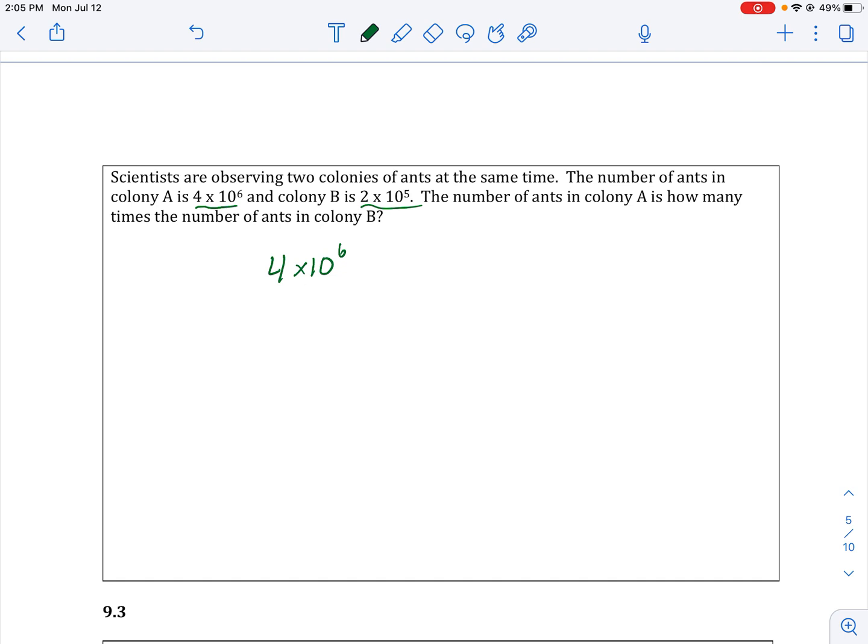So let's take colony A and divide it by colony B to see how many times bigger. Well, we do the numbers in front first. So 4 divided by 2 is 2. When I divide like bases, which I did here, my like bases is 10 and 10, I subtract my exponents. 6 minus 5 is 1. So 2 times 10 to the first, let's go ahead and put this in standard form. That positive 1 tells me to move the decimal one place to the right. So colony A is 20 times bigger than colony B.